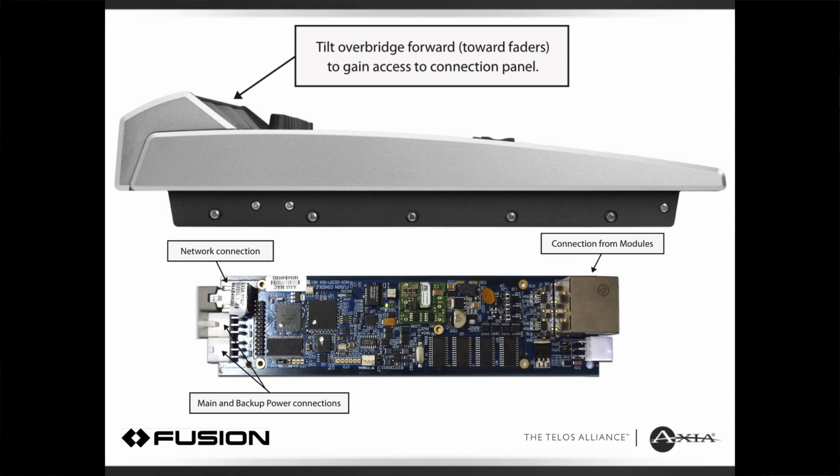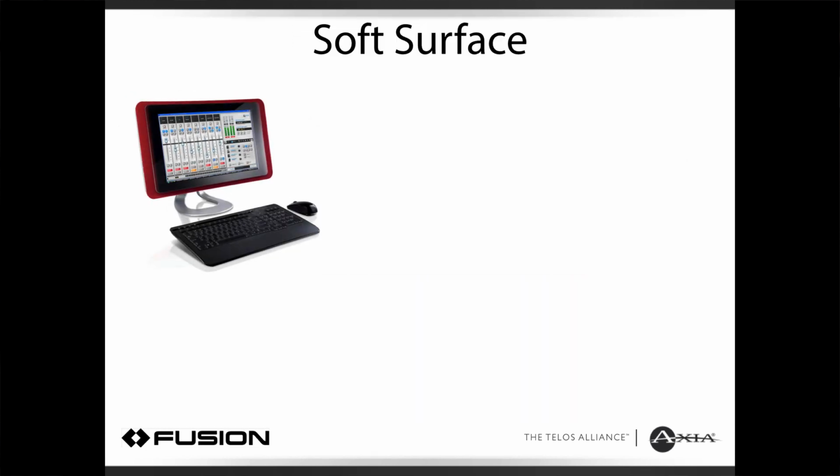Those fan out to the modules in the Fusion console, and one of them can go external to supply CAN bus to any external talent panels that you may have. And finally, in the lower right-hand corner, there's a white connector there for CAN bus. That would carry CAN bus over to a second Fusion frame if you want to have a split frame Fusion setup. What about the soft surface?